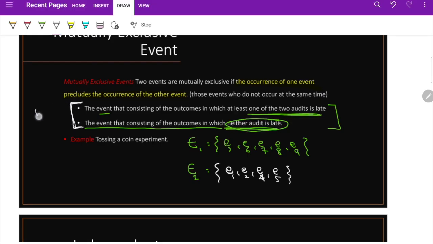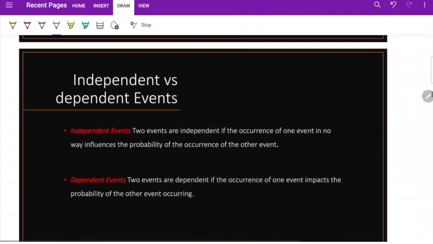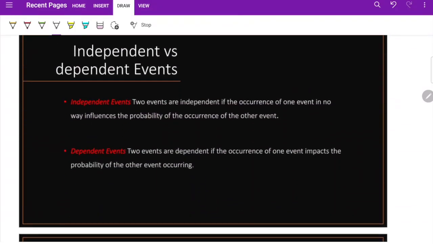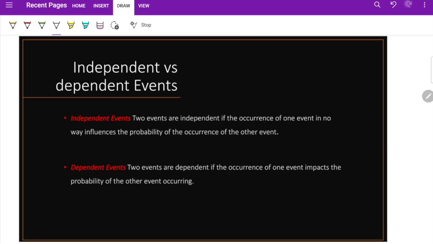Or sometimes we call them disjoint. Disjoint, okay? So this is an example of mutually exclusive events. We need to know when the events are disjoint and they cannot occur at the same time. The other types of events, we call them independent and dependent events.